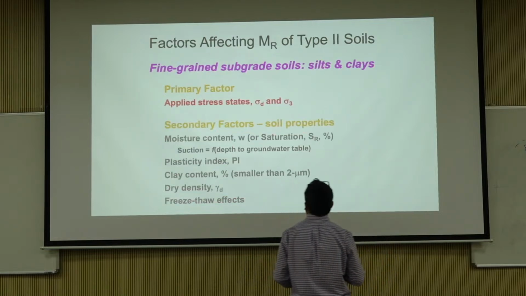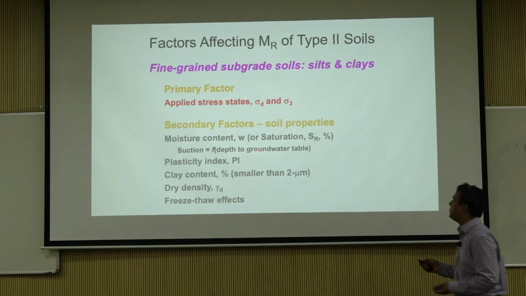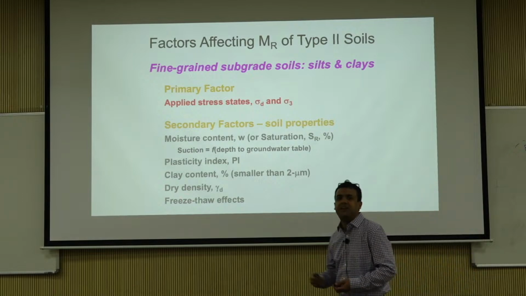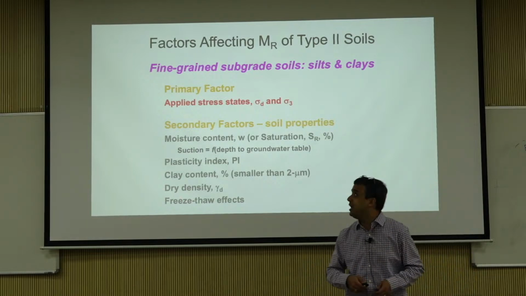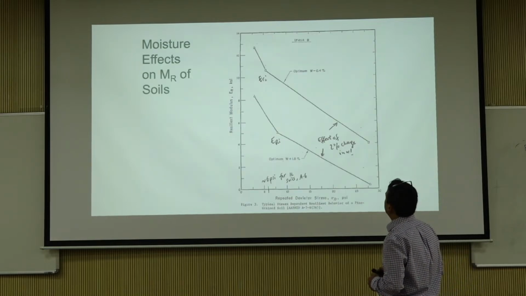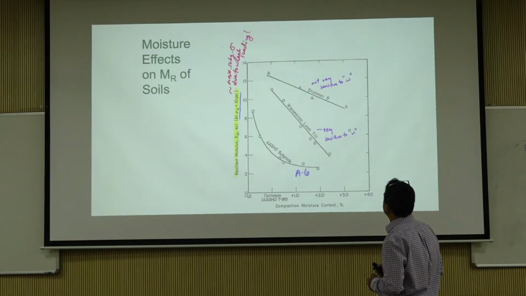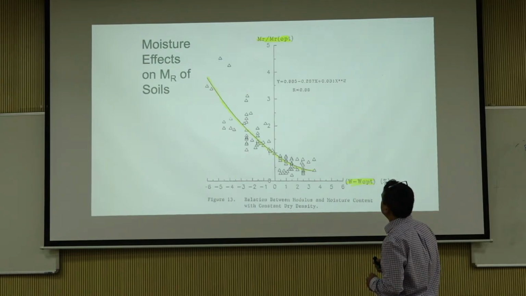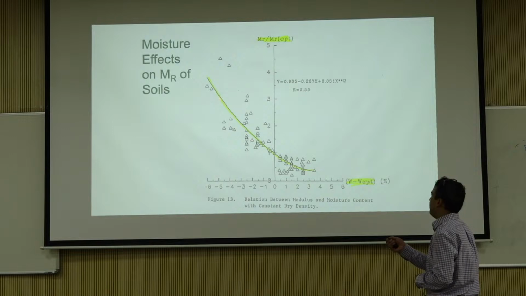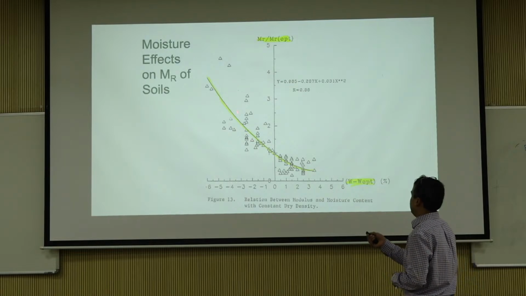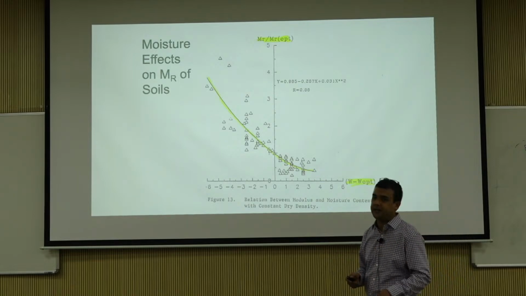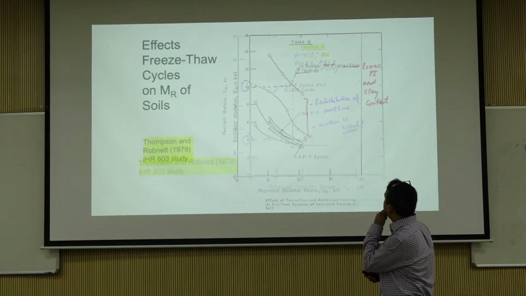What are the primary factors that affect behavior? Sigma D, sigma 3, moisture content, plasticity index, clay content, density, freeze-thaw effects, they affect your behavior quite a bit. Some results, I'm going to skip through this because we're going to get into models now. Moisture effects, again, if you see wet of or dry of optimum, it's very high. As water increases, it's a stiffness collapse. So it's just standard observation.